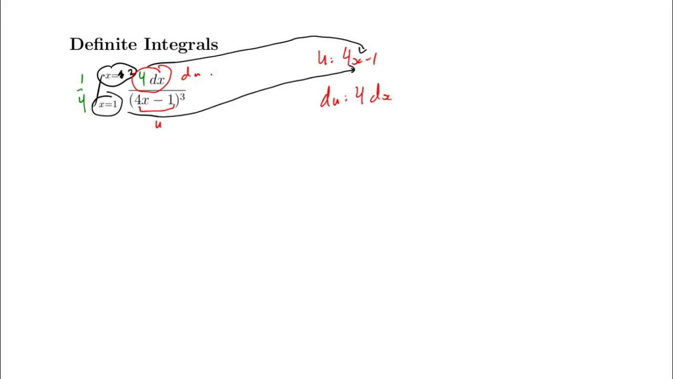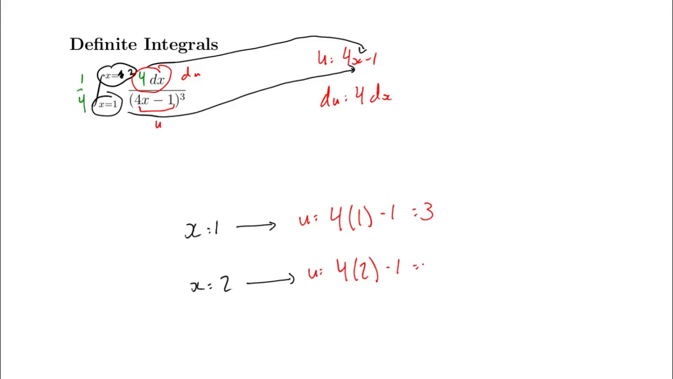The 1 is going to change to 4 times 1 minus 1. That's 3. So when we have x equals 1, that's going to change to u equals 4 times 1 minus 1. That's 3. And when we have x equals 2, that's going to change to u equals 4 times 2 minus 1. That's 7. So these are our new limits of integration here.